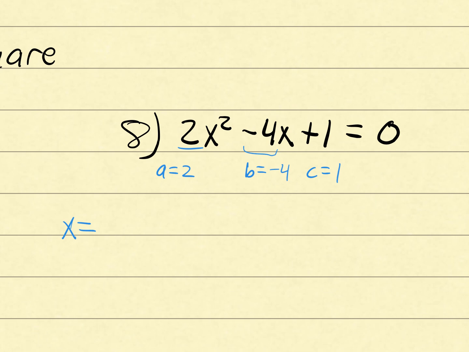All right, what's after that? X equals plus or minus negative b. It's going to be negative b plus or minus the square root of b squared minus 4ac, over 2a.